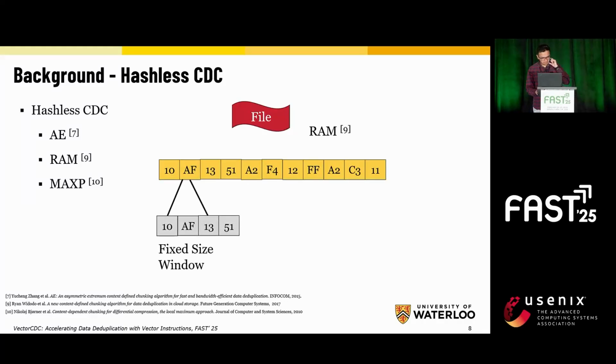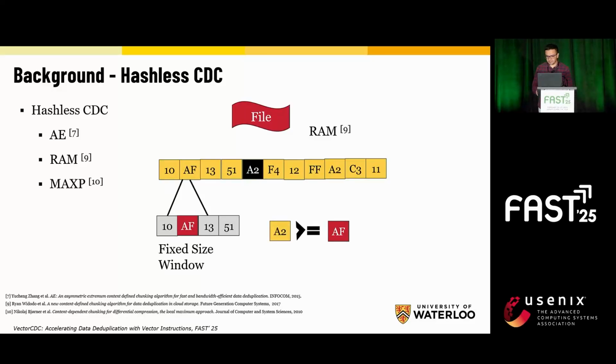And to do this, RAM first begins by picking a fixed size window at the beginning of each chunk, identifying the maximum value in this window, which is AF in this case. After this, it starts scanning right outside this window. So it takes the byte A2 and compares it against this byte value AF. It checks to see if A2 is greater than or equal to AF. In this case, it's not.